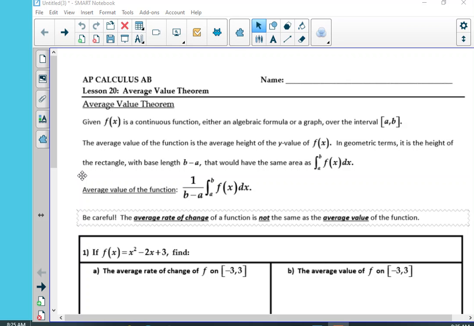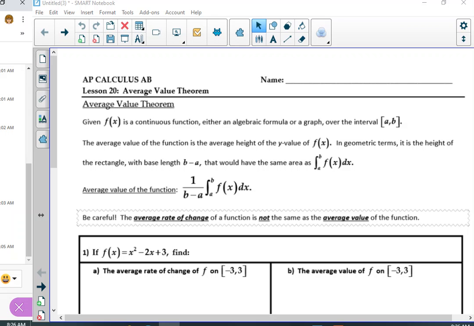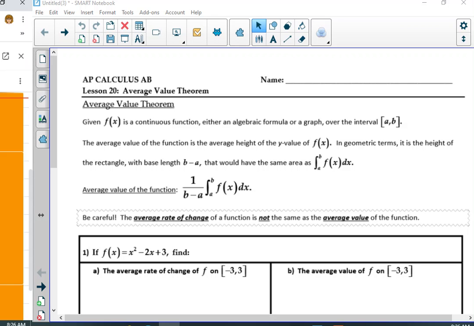Now, average value theorem is exactly what it sounds like. It's going to let us calculate the average value for a function. There's a real nice geometry interpretation of this. I actually suck at explaining it, but I will be posting a nice video about it, so somebody else who's much better at explaining things can let you know about it.